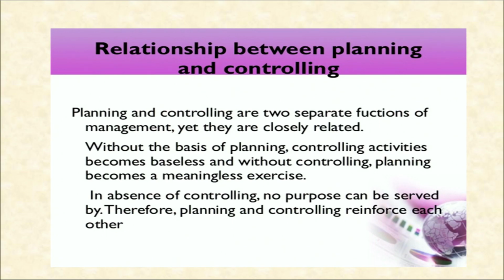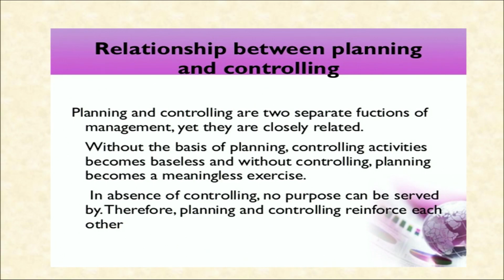Now after having discussed the limitations of controlling, we move forward and discuss a very important aspect: the relationship between the first function of management and the last function of management. The first function is planning and the last function is controlling, and we call them the inseparable twins of management, because both are interrelated and inseparable functions. There is a close relationship between planning and controlling.